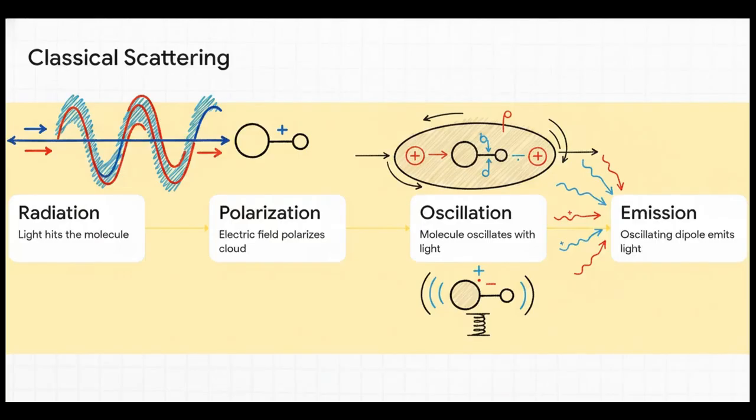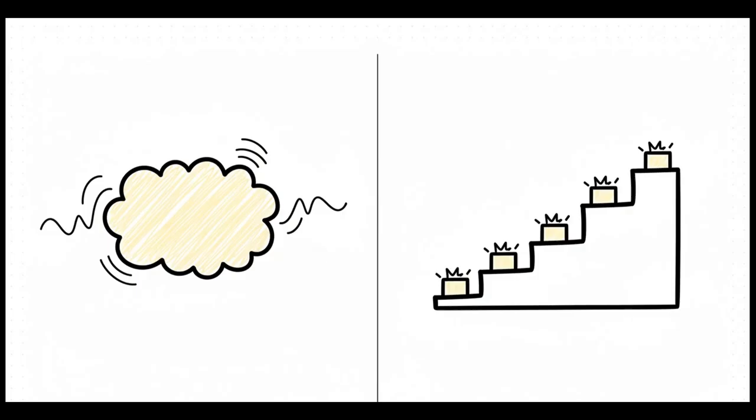So if we look at the classical sequence, it basically goes like this. First, electromagnetic radiation, so light, hits the molecule. Second, the oscillating electrical field of that light polarizes the molecule's electron cloud. Third, this causes the entire molecule to act kind of like a tiny little antenna, oscillating with the exact same frequency as the incoming light. And finally, this newly formed oscillating dipole emits radiation of its own. And if the molecule happens to be vibrating internally at the same time, it actually modulates that scattered light, and boom, that's what creates those shifted Raman frequencies. Now, don't get me wrong.